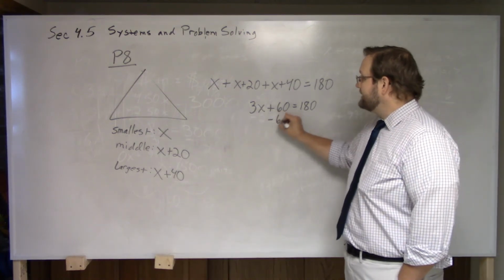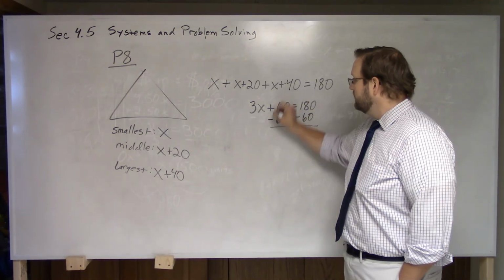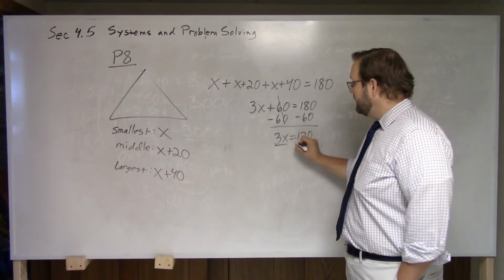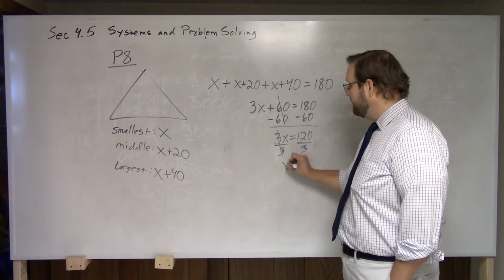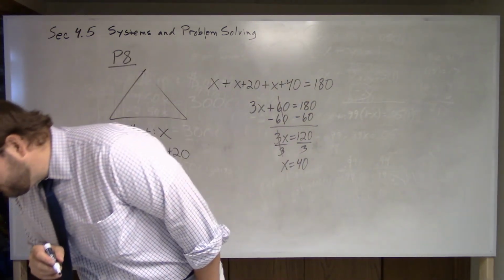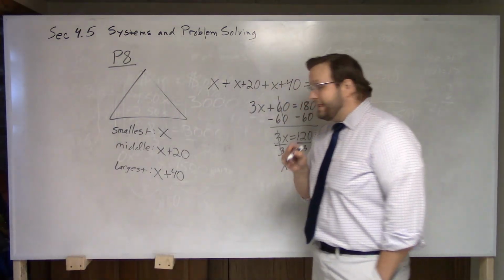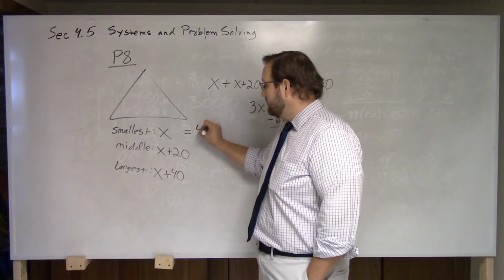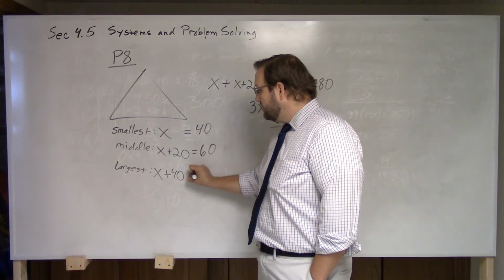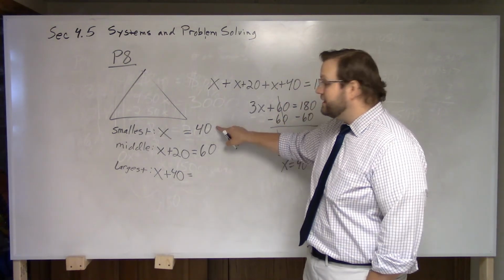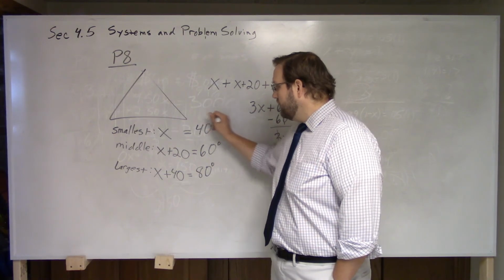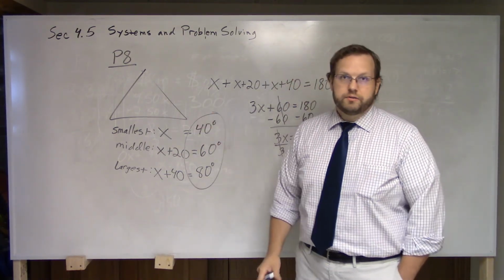I can subtract 60 to get 3x equals 120, and then divide by 3. And I get x equals 40. Okay? That x was my smallest angle. That next one is 20 more. And the largest is 40 more, 40 more than this. So that gives me 80. And those are my 3 angles of the triangle.